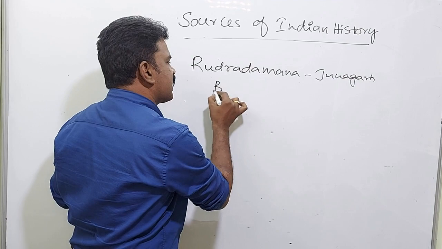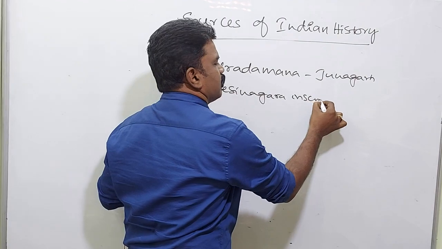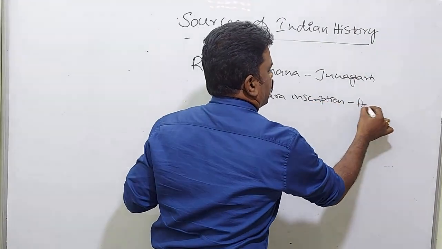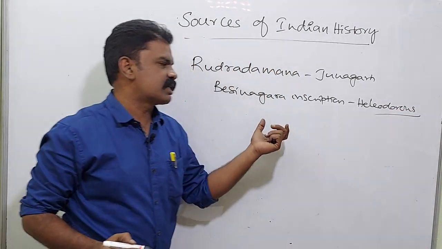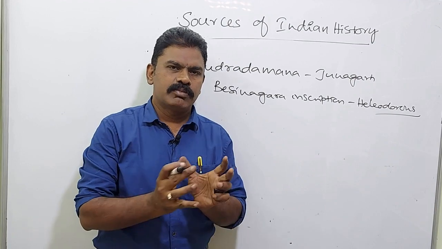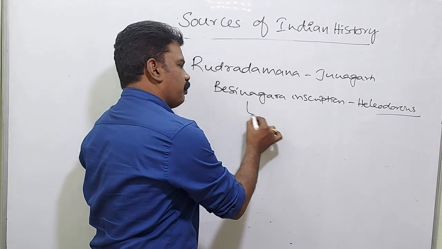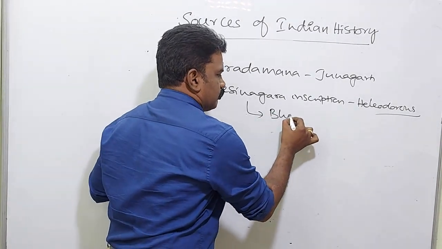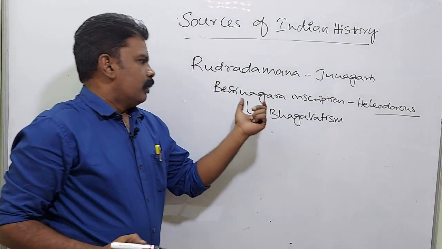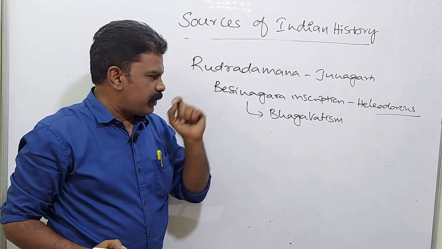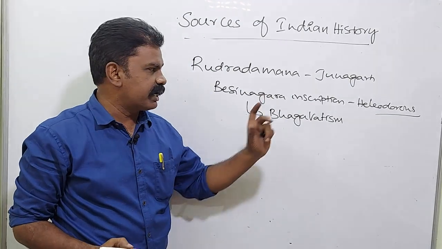After this, the Besnagar inscription of Heliodorus. He was an Indo-Greek ambassador who came to India and issued the Besnagar inscription. Based on the Besnagar inscription, we can know about Bhagavatism. The Besnagar inscription was the first epigraphical evidence of Bhagavatism in India. It was a Garuda iron pillar inscription dedicated to Bhagavatism.